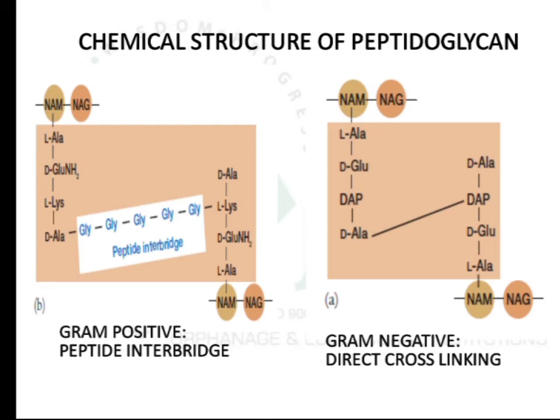This is the whole peptidoglycan layer, okay. The first difference between the gram positive and gram negative peptidoglycan layer is that the third position amino acid, which is L-lysine in gram positive, will be diaminopimelic acid in gram negative bacteria. The second difference is that the bond between the third and fourth amino acids will be a direct cross linking in gram negative bacteria. Okay, so hope it is clear.